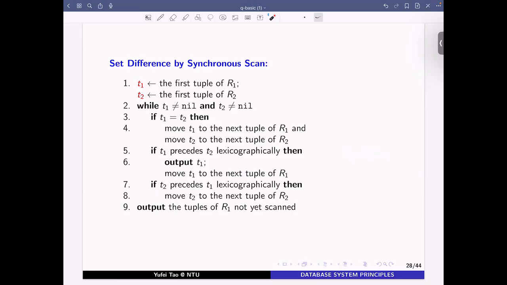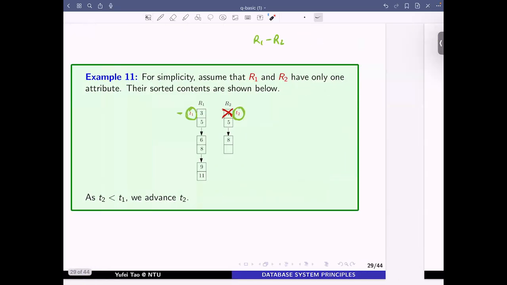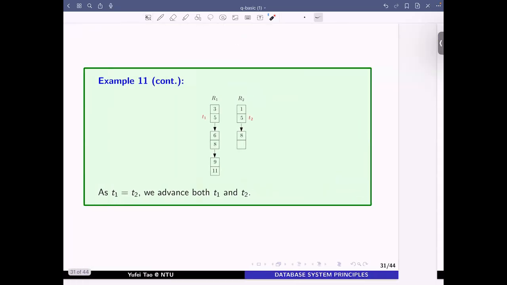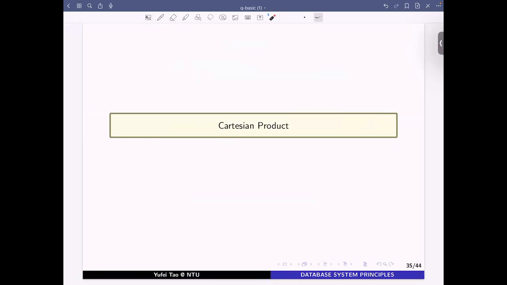And finally, after you have exhausted T2, if you still have tuples left in R1, then you simply output all of them. Okay. So this is the set difference operator. All right. Now, finally, we come to Cartesian product. This is the last algebra operator we're going to talk about.